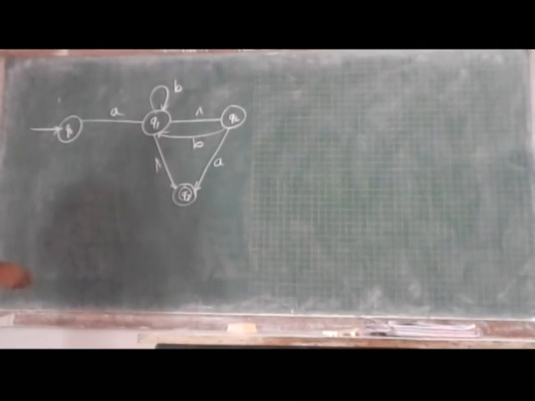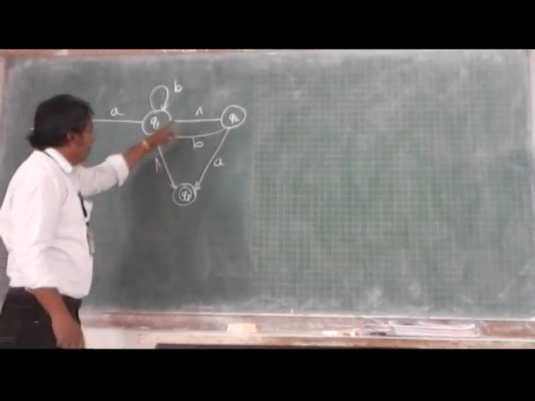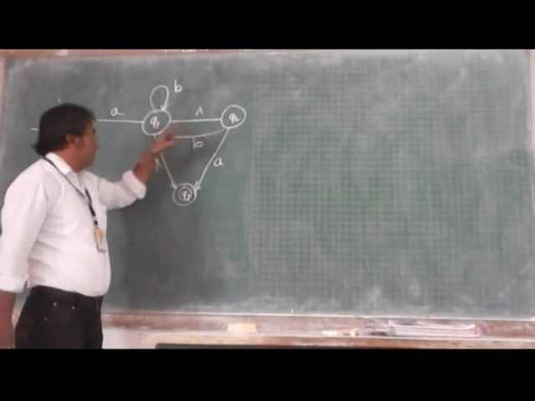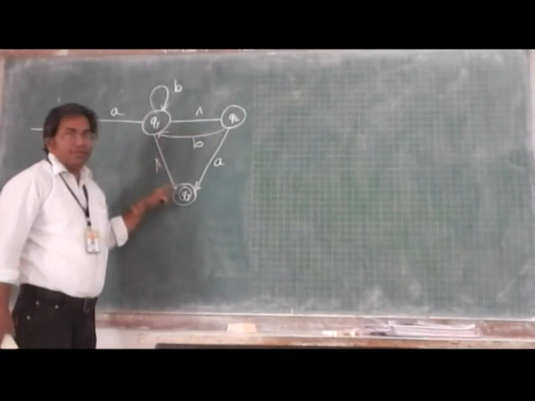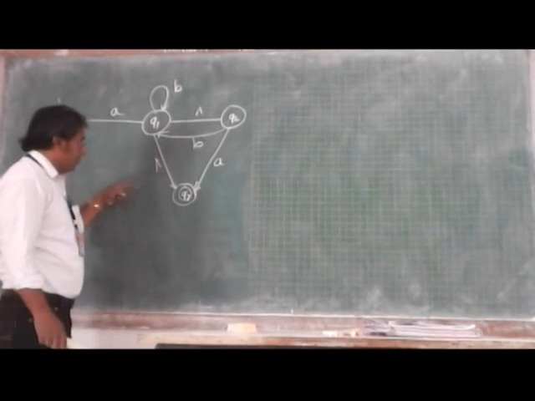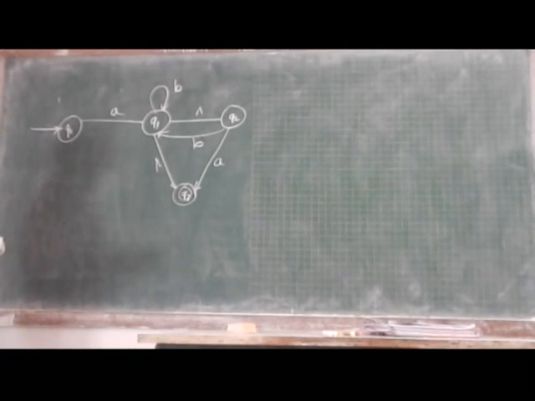Here I can see that Q0, Q1, Q2, Q3 are the four states in this finite automata, where Q0 is the initial state and Q3 is a final state. Here I can also find there are two nulls involved, one from Q1 to Q2, another from Q1 to Q3. And I am now required to remove this null from this finite automata. Okay? So how do I do this?